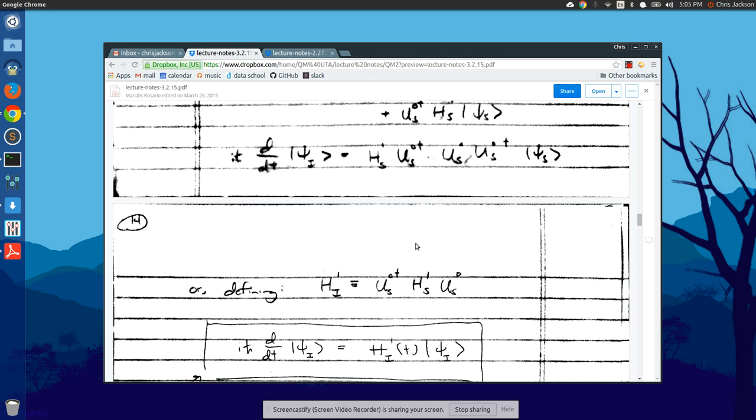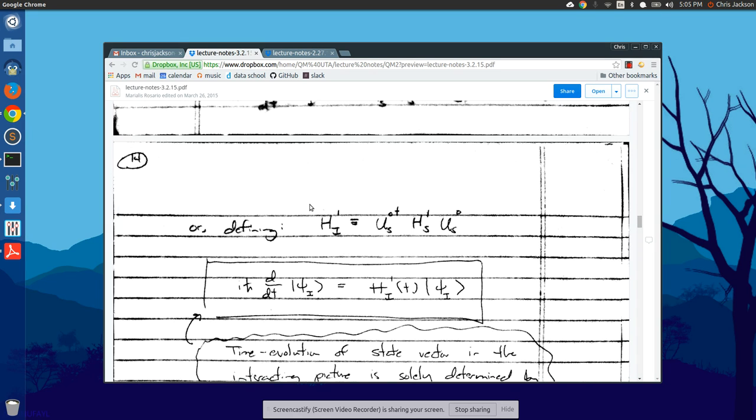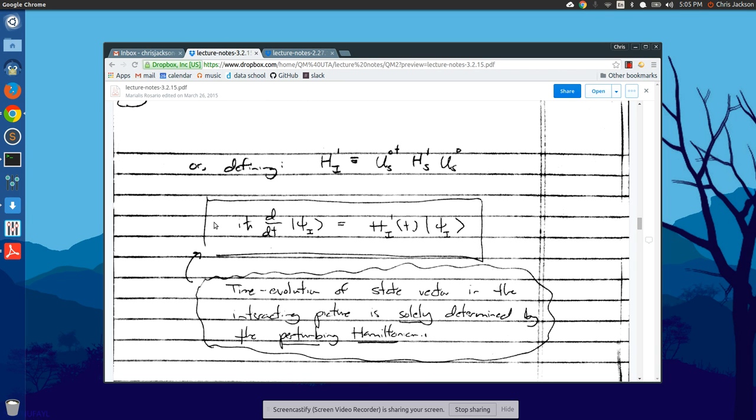And then if I define the combination of U_S0 dagger, H_S1, and U_S0 as some new Hamiltonian, the interaction Hamiltonian, then I can rewrite that equation in our interaction picture as just a normal Schrodinger-like equation, right? Where now everything has the subscript I telling us that we're in this interaction picture.